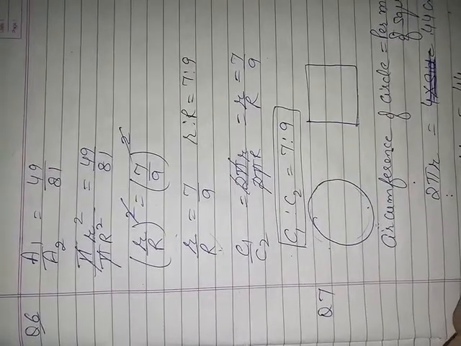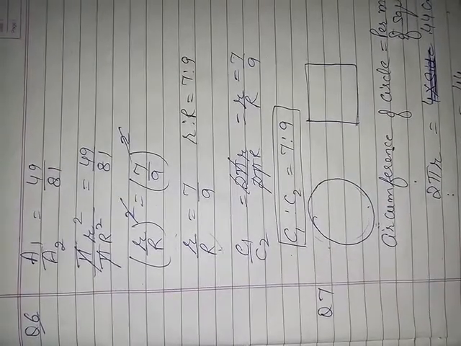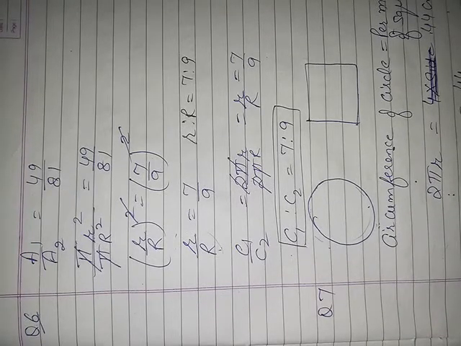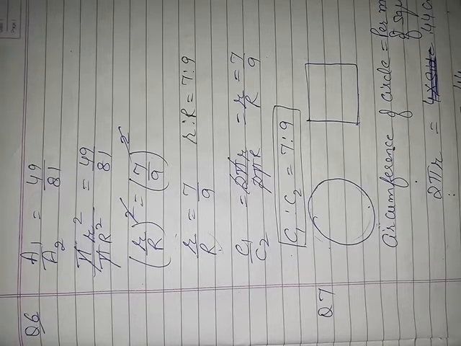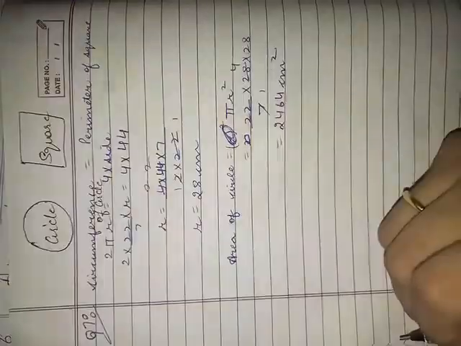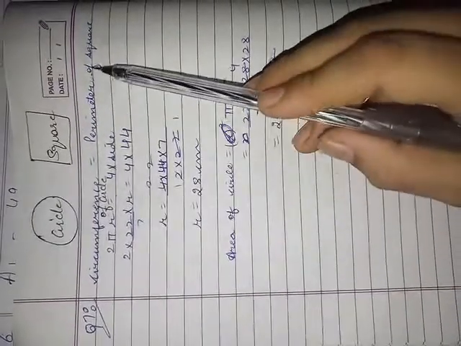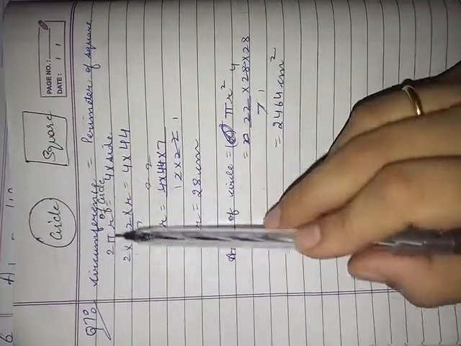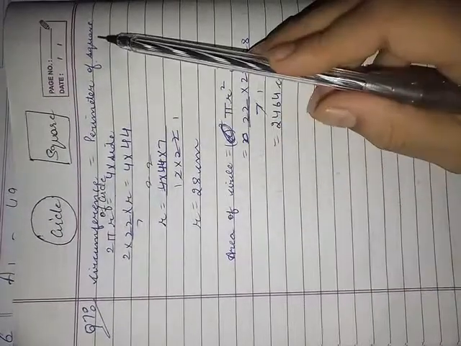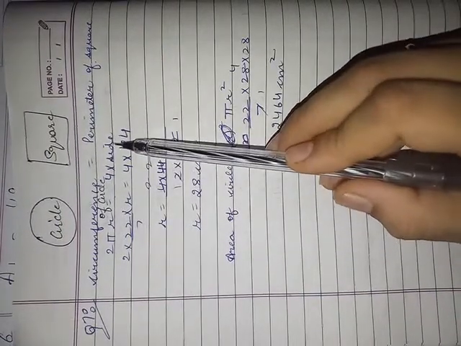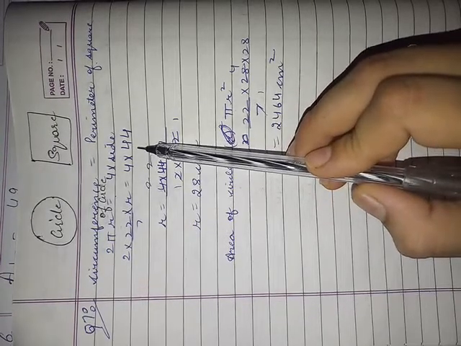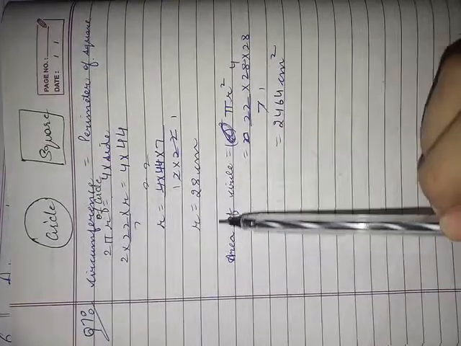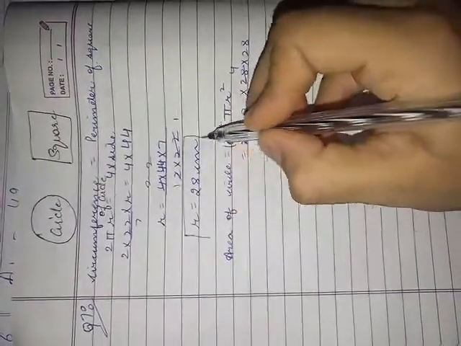Now move to question number 7. Very important. Area of circle. Find the area of a circle whose circumference is the same as the perimeter of a square of side 44 centimeter. In question number 7, it is given that the circumference of a circle is equal to the perimeter of the square. Circumference of circle is 2 pi r, perimeter of square is 4 into side. In the question it is given that side is 44 centimeter. Replace the value and find the value of radius. Your radius is 28 centimeter.